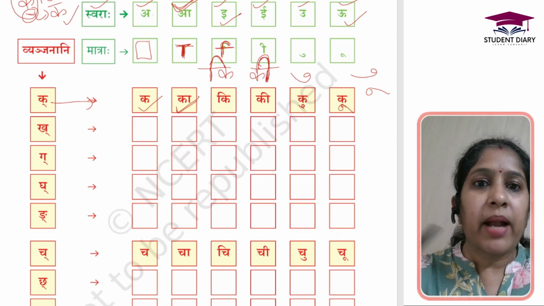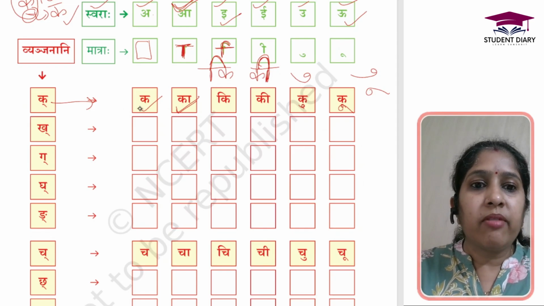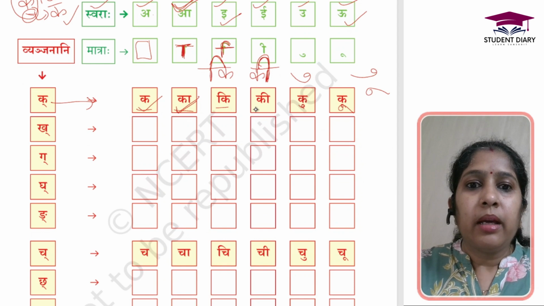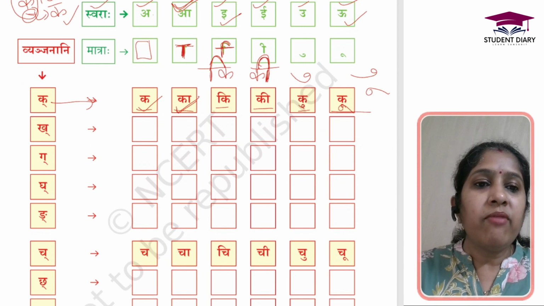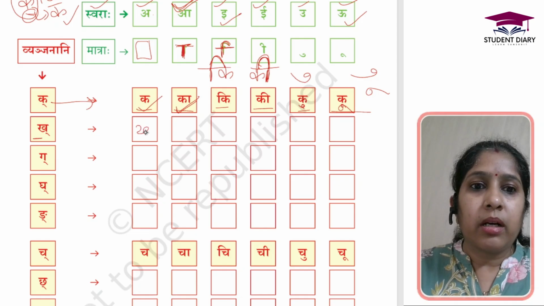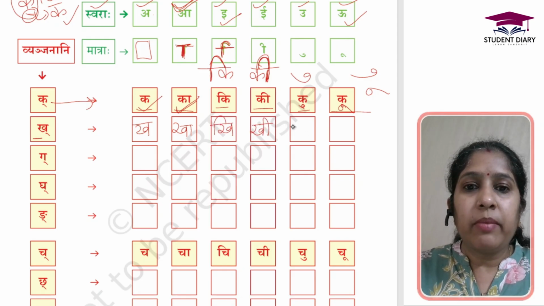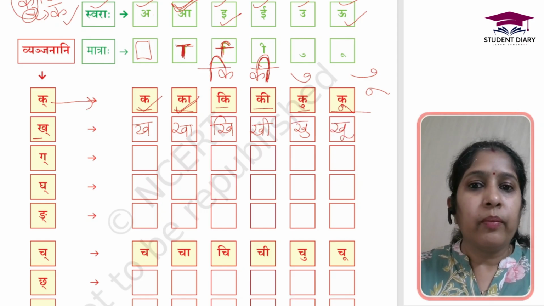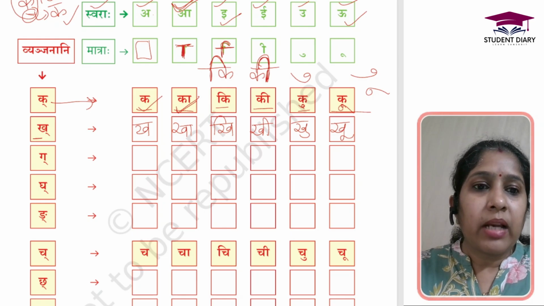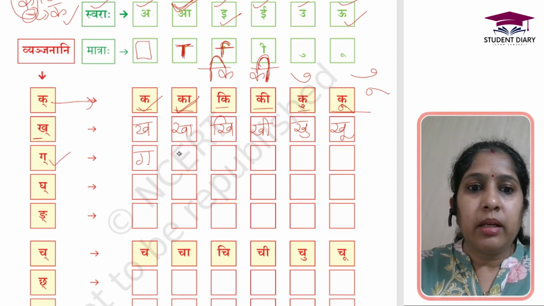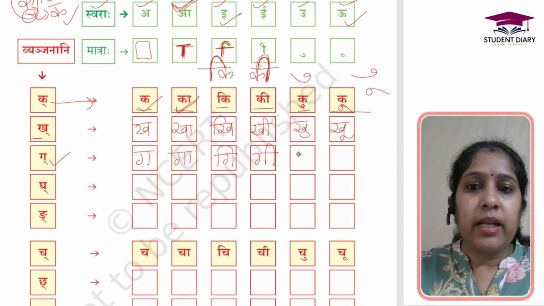Okay, so for the practice they have given us, like for ka they have already given us, it is becoming ka, ka, ki, kee, ku, koo. Same way, with kha it will become kha, kha, khi, khee, khu, khoo. Right? Now same way will happen with ga. So it is going to be ga, ga, gi, gee, gu, and then goo, right?